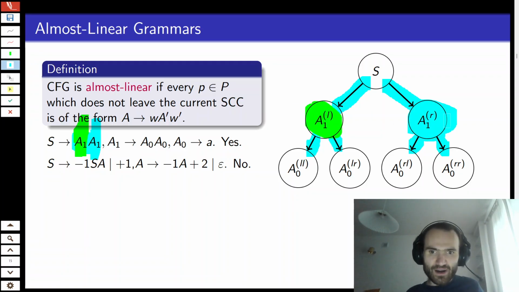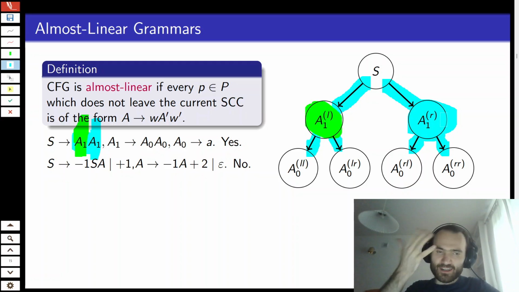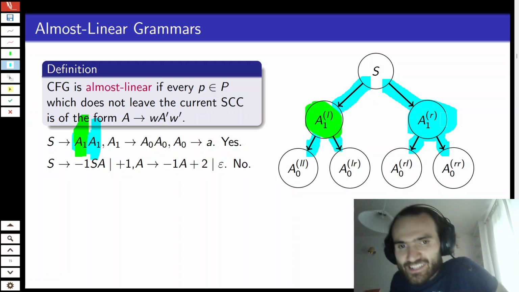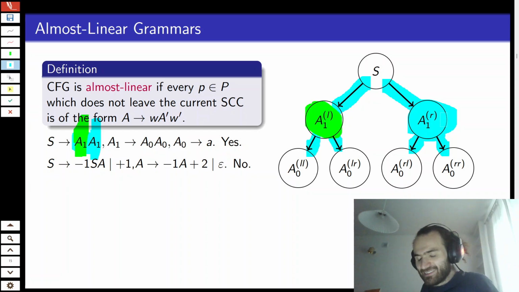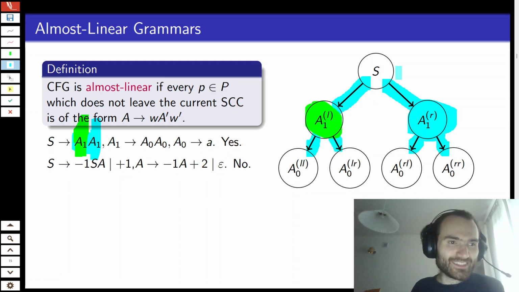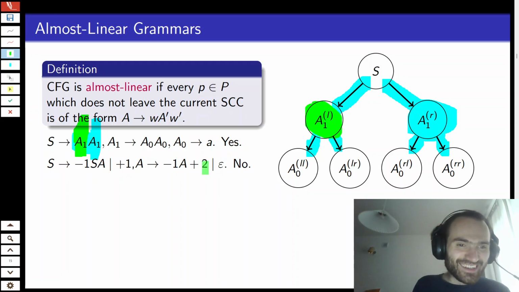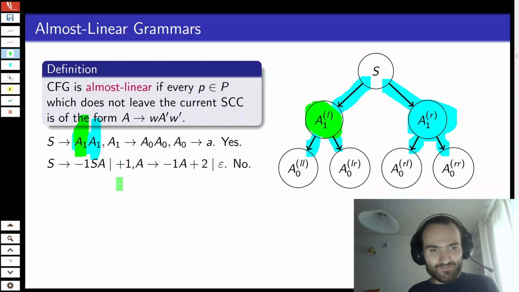Here this will be the green non-terminal and this will be the blue one. And this we do by having non-terminals remember where they came from. Well, this makes the grammar exponentially larger, but this is not much of a problem. Like in VASS reachability, we have bigger problems than exponential blowups. Okay, and then the second one I already said, this is not almost linear.